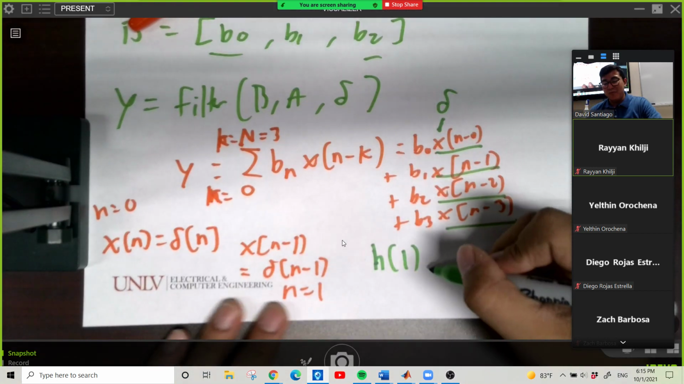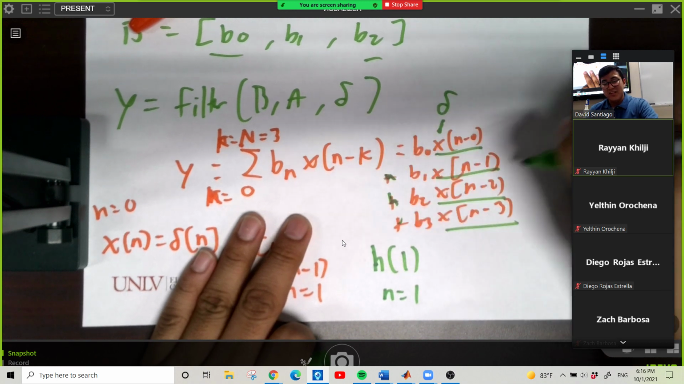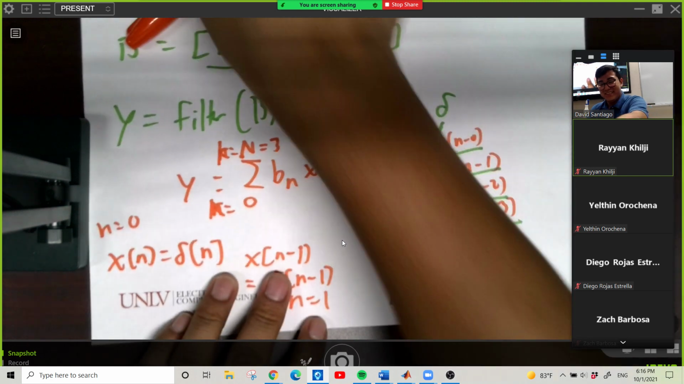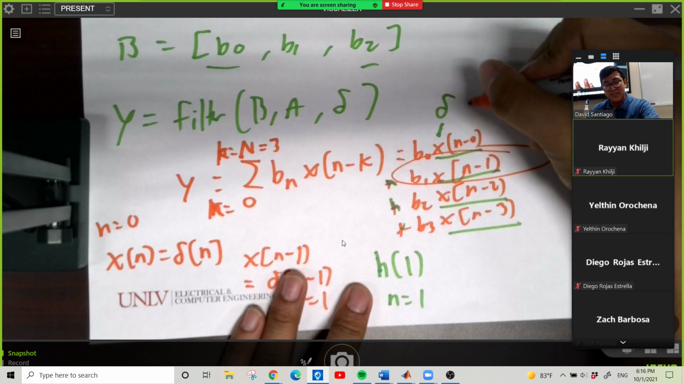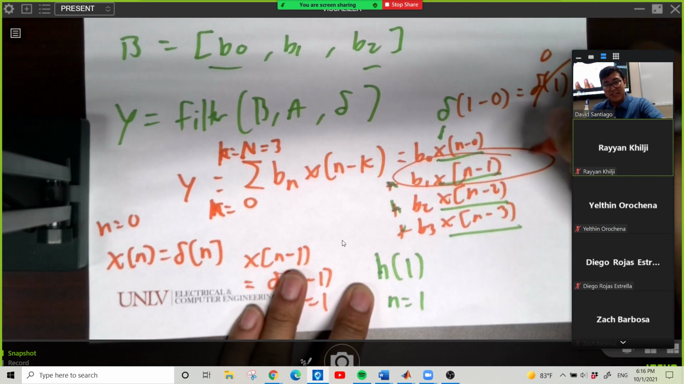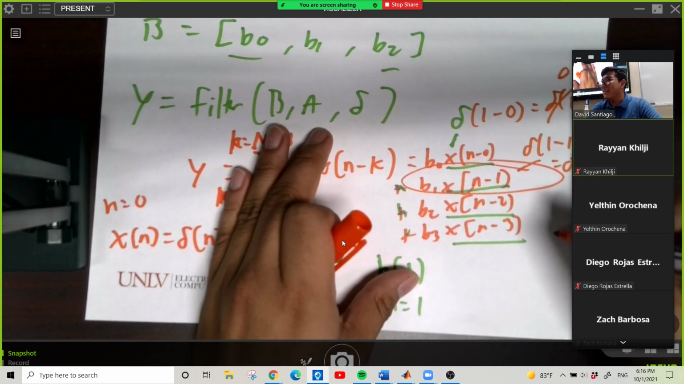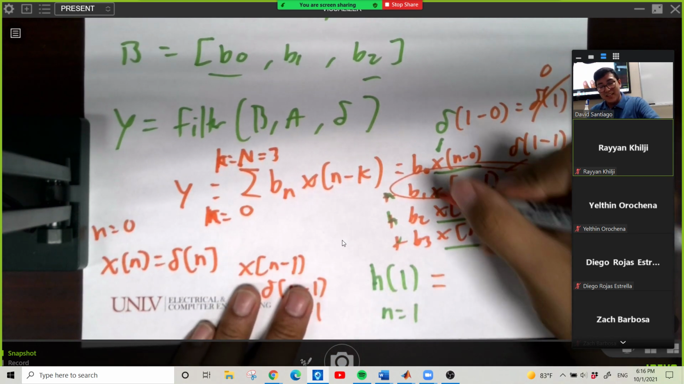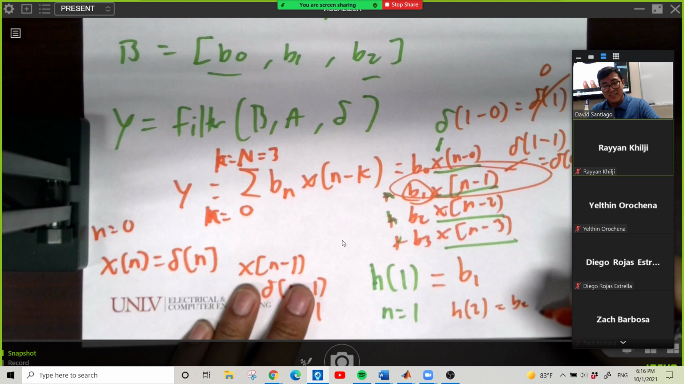If we're looking at h of 1, so n is equal to 1, out of all these functions right here, so ignore these plus signs, which one's going to turn on? This one right here. This is going to be a delta function, d of 1 minus 0, which is equal to d of 1, which means this is 0. This right here is d of 1 minus 1, which is equal to d of 0, which is actually a 1, and then all these are off. So at h of 1, you get whatever this is, b of 1. And then h of 2 is equal to b of 2, and so on.